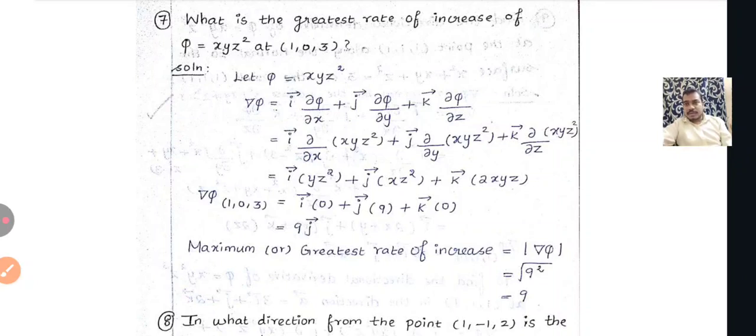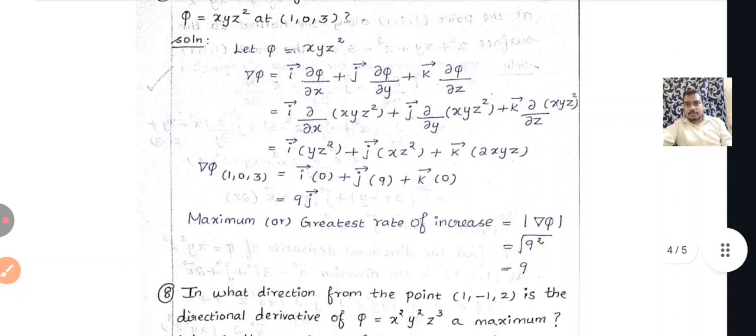So we have to find del phi, and also find del phi at the given point x, y, z, that is (1, 0, 3). So the greatest rate of increase is modulus del phi, that is the root of the sum of squares of the coefficients of i vector, j vector and k vector, which is equal to 9.